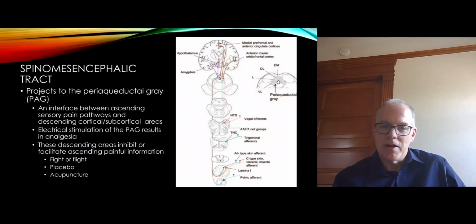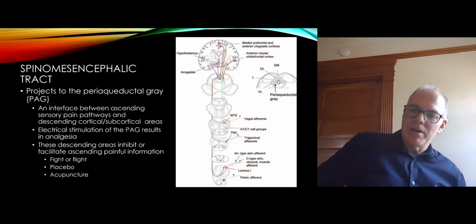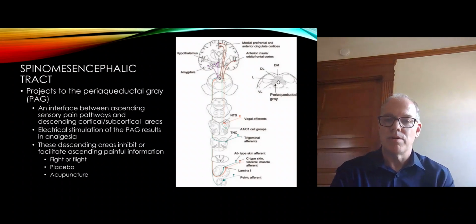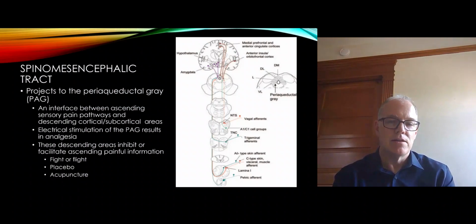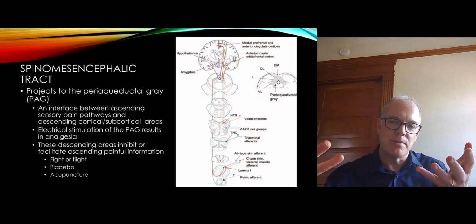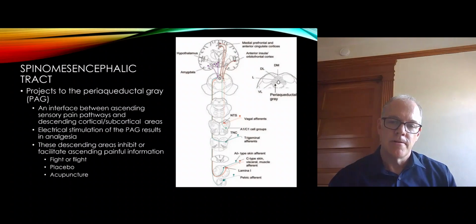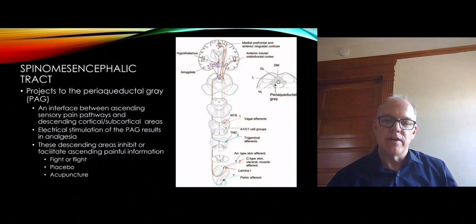Okay, and that is really the most important thing that I want you to get out of this slide. Not so much the spino-mesencephalic tract, but the periaqueductal gray in the midbrain, which is loaded with opioid receptors and is best understood really as an interface as it relates to pain between the brain, which talks down to the periaqueductal gray, and the painful information coming up through the spinal cord. All right, so it's an interface.